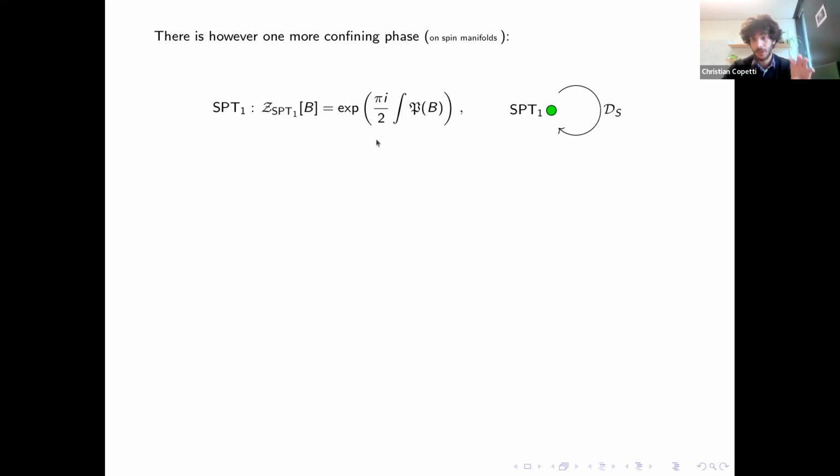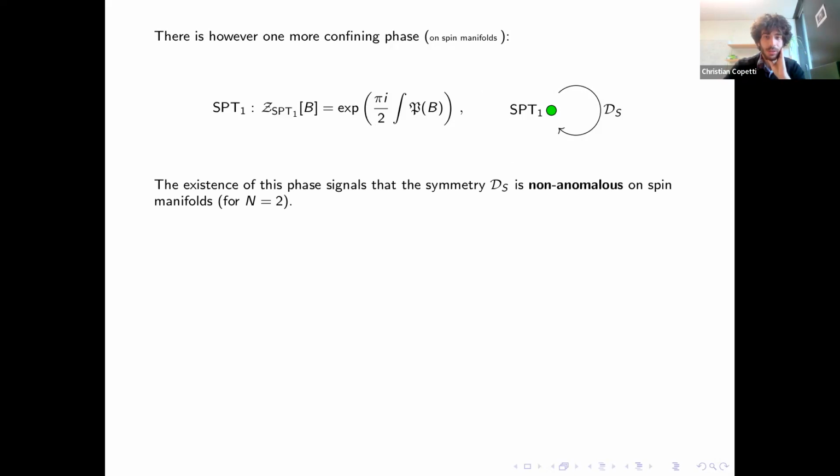Remember, it's the same as before. There was this global variant which was invariant, and you find an SPT which behaves in the same way. So the fact that this theory exists actually tells you that this duality symmetry is not anomalous if you have a spin manifold for n equal to 2, so for the SU(2). In general, it will be different.